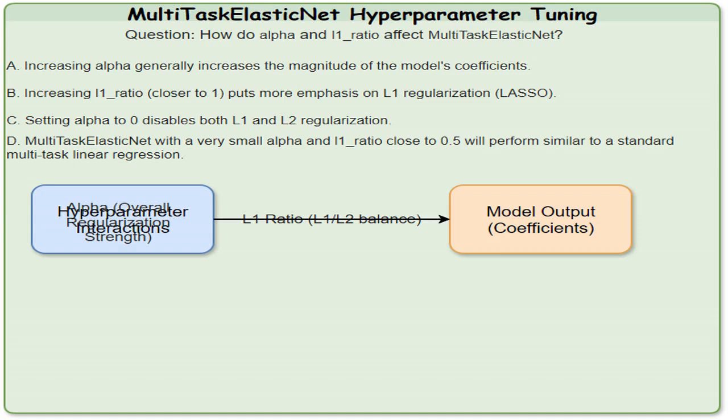This refers to the overall problem. I am adjusting the alpha and L1 ratio parameters of a MultiTaskElasticNet model, a type of linear regression for multiple output variables. The goal is to find the best combination that achieves a balance between accuracy and model simplicity, avoiding overfitting.